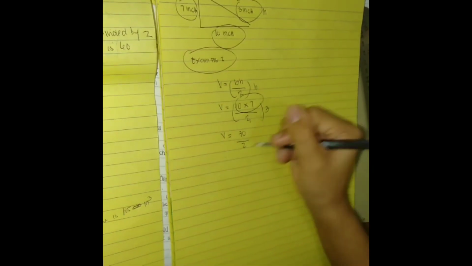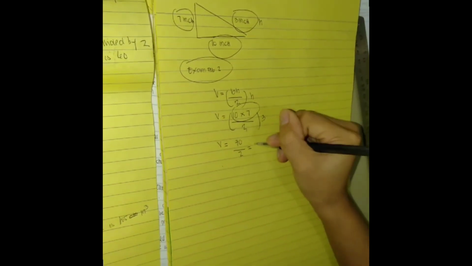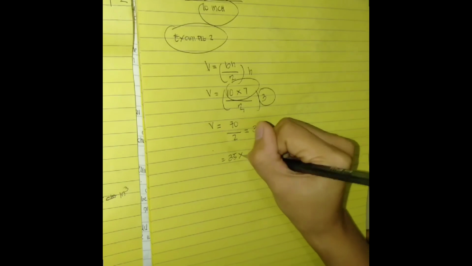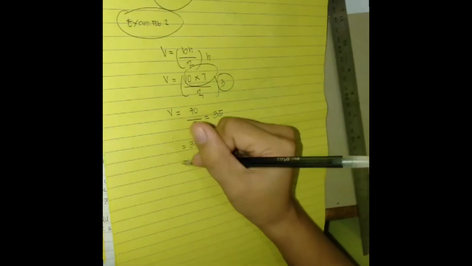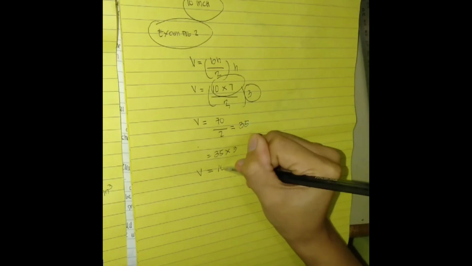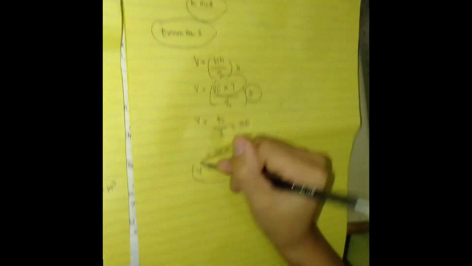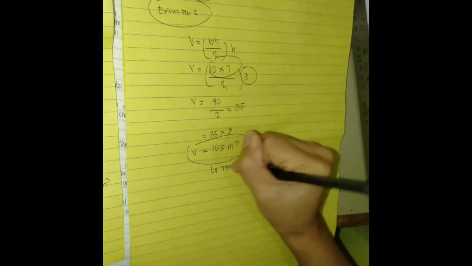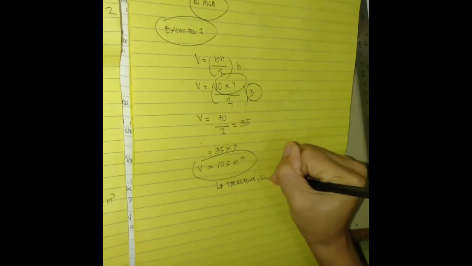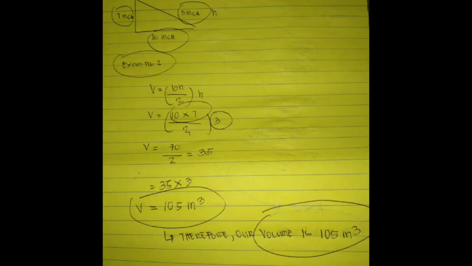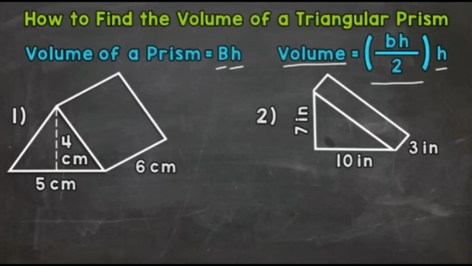So we'll multiply 10 inches times 7 inches, which gives us 70. So 70 divided by 2 is 35. And 35 times 3 will give us the answer of 105 cubic inches. So our volume is 105 cubic inches. We're done. To recap, we did 10 times 7 is equal to 70. 70 divided by 2 is 35. And we multiplied 35 by 3, which gives us the answer of 105 cubic inches. There you have it. That is how you find the volume of a triangular prism. Take the area of the triangular base and multiply it by the height of the prism.